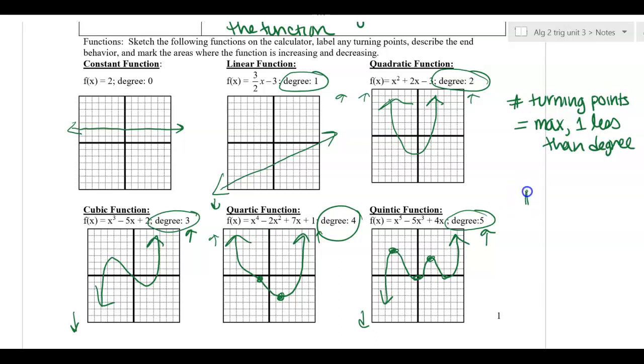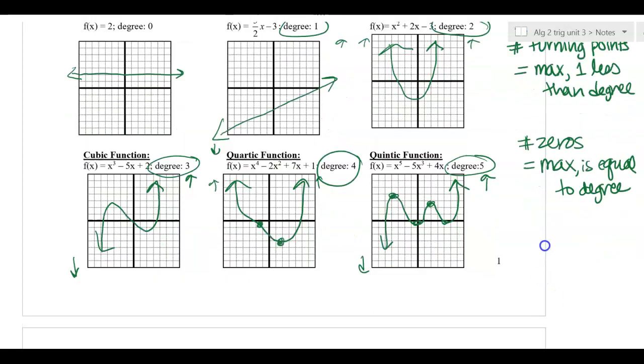And then you should also notice that the number of zeros, the maximum amount of times it can cross the x-axis, is equal to the degree. Again, the quartic doesn't cross 4 times, but the cubic does, and your quintic can cross up to 5 times. But because it can't turn around another time, it can never exceed that maximum amount based on its degree. So we're going to take these ideas and apply them to generally be able to identify the behavior of these kinds of functions.